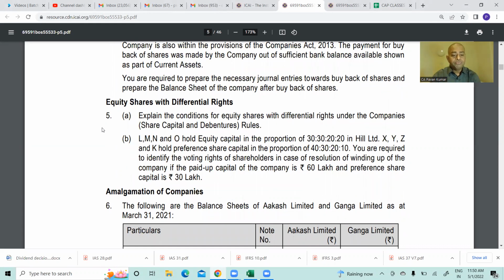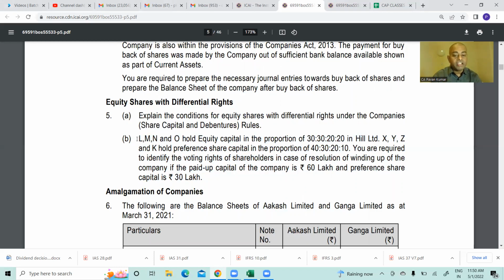Okay, so 5A: explain the conditions for equity shares with differential rights under the Companies (Share Capital and Debentures) Rules, which is theory. Very unlikely that this will be asked in the advanced accounting exam, but still they have given it, you can just read that. 5B is the problem part. We'll see that.